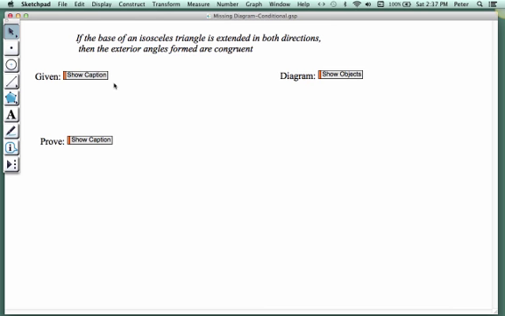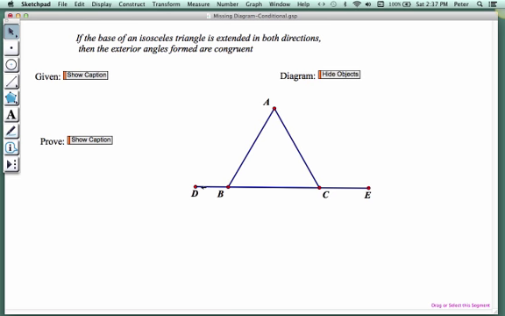But once again, we lay out our givens and our prove over on the left, and I want you to put our diagram over on the right. And we start with the diagram. So I know that I need an isosceles triangle whose base has been extended in both directions.